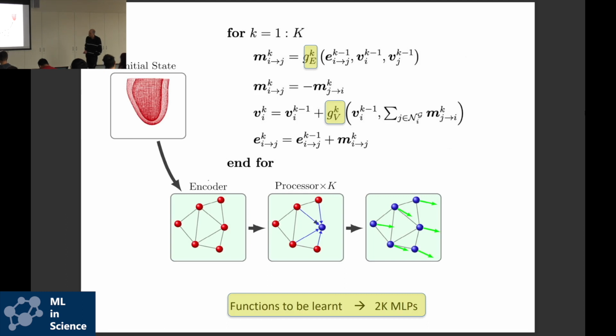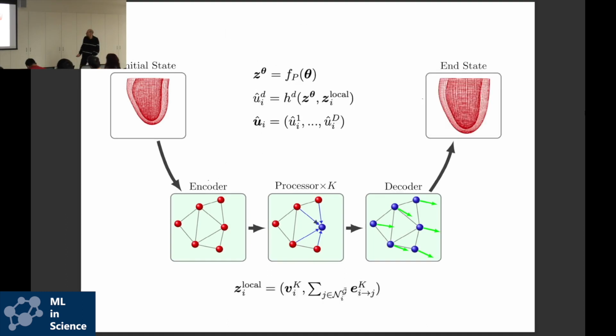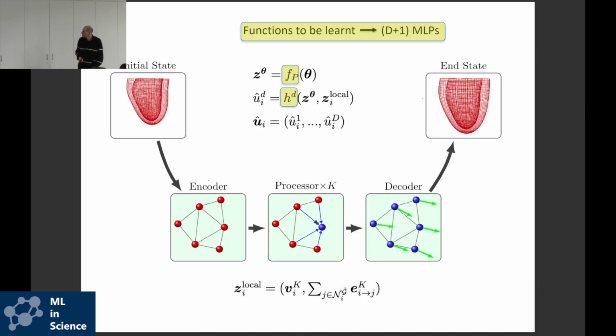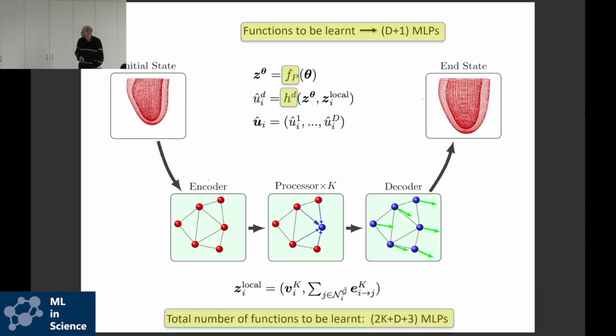Then finally, we do the decoder stage. We map the embedding space back into the original state space to get then the shape of the left ventricle. And so again, that means we have to learn those neural networks. So we have overall 2k plus d plus 3 multi-layer perceptrons to learn. Here d is the dimension of our displacement field.